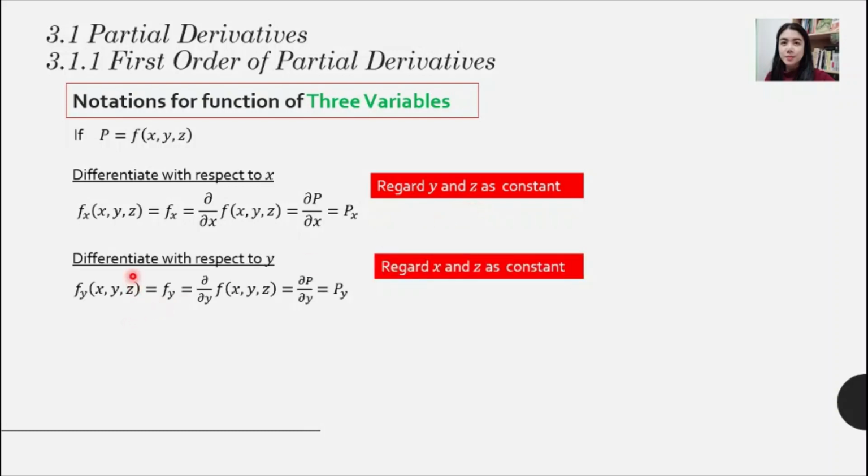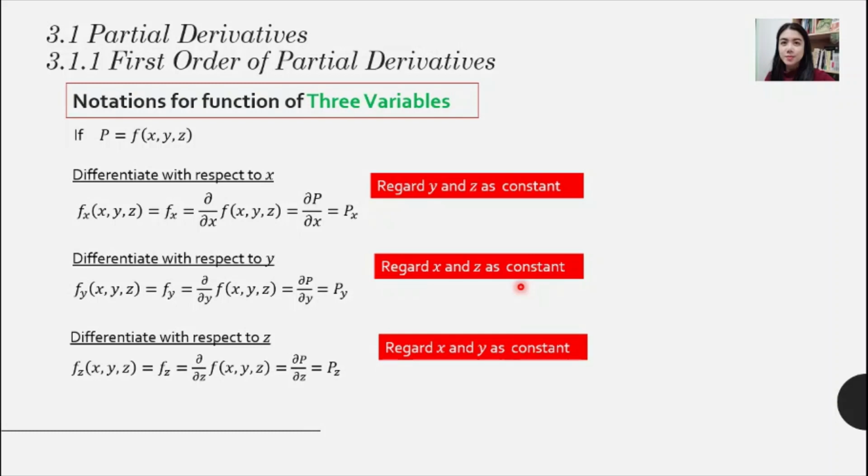Same thing happens when we say differentiate with respect to y. You put a small y next to your function, or you can use del the function, del y, or del p, del y, or small y next to the p. Just remember, if you differentiate with respect to y, you treat x and z as constant. Same thing for the remaining variable, z. Just put a small z next to the function, or use the notation del. If you differentiate with respect to z, you're going to treat x and y as constant.